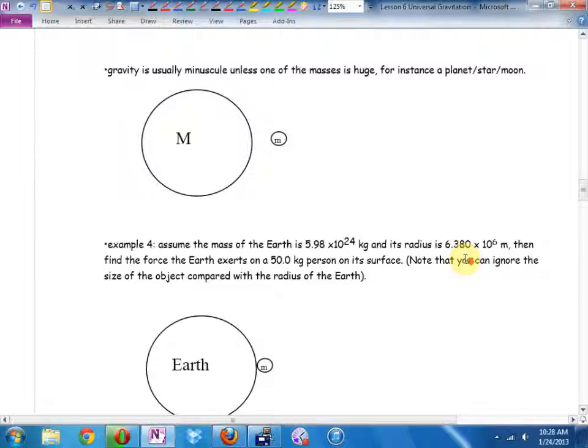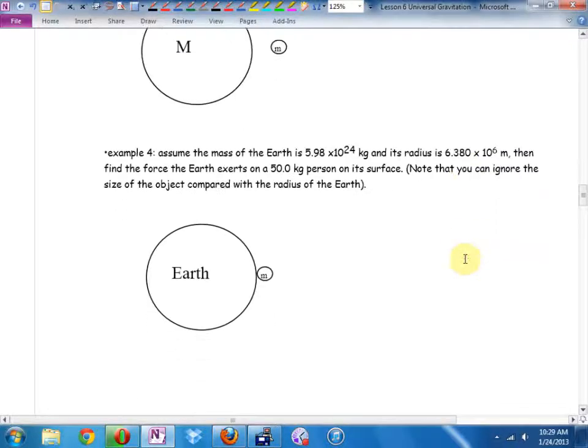Gravity is usually pretty minuscule unless one of the masses is huge, like a planet or a star or the moon. The moon has enough mass that it sloshes the tides back and forth. It pulls the oceans toward it on one side of the Earth, and on the other side it pulls the oceans inwards a bit, which gives you the oceans sloshing back and forth on a vast scale, the same way that if you hold a bowl of water and slosh it back and forth, there's a wave that travels back and forth. Tides.